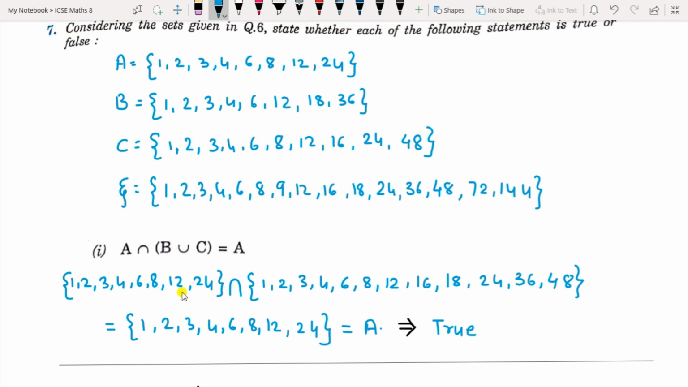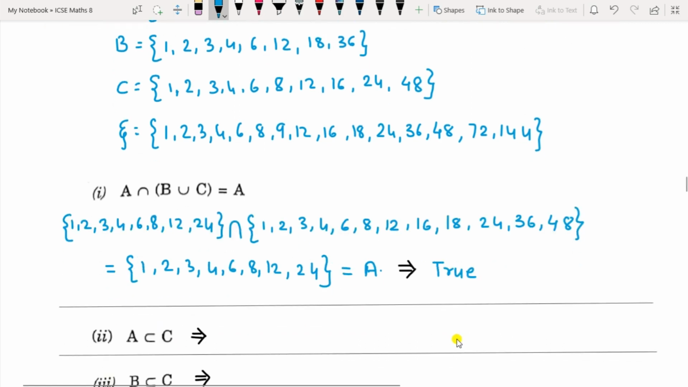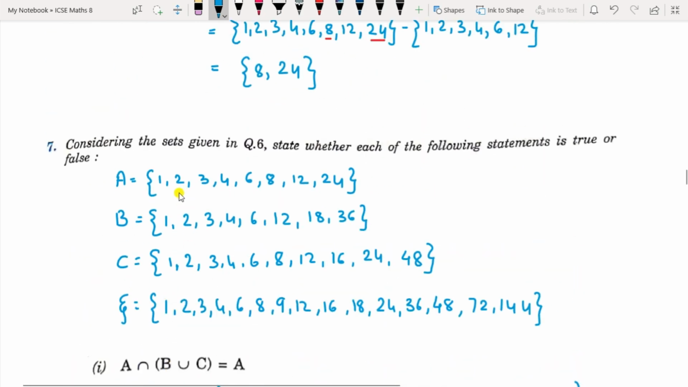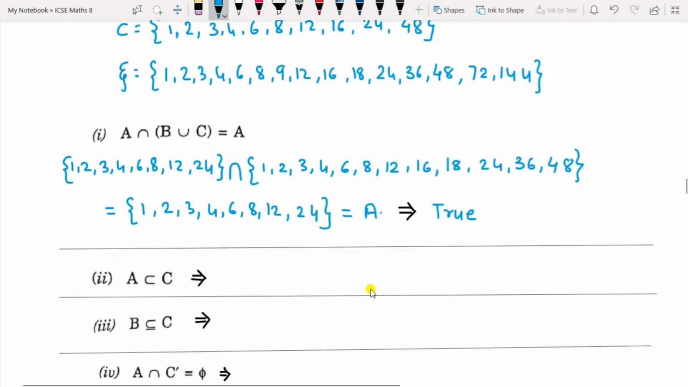So this is A intersection, and this bracket is B union C, and their intersection will be all these elements which is A here. So that is true. Okay. Then, A is a subset of C. So all the elements of A are present in C. Therefore A is a subset of C. So it is true.